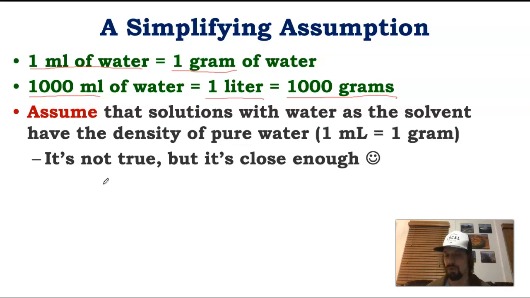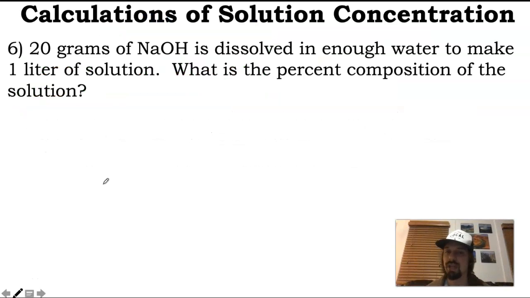For this unit, we're going to assume that every milliliter of solution equals 1 gram. In real life, it's not always that way, but it's close, so we can simplify it. All right, let's apply this. 20 grams of sodium hydroxide is dissolved in enough water to make a liter solution. What is the percent composition of the solution?